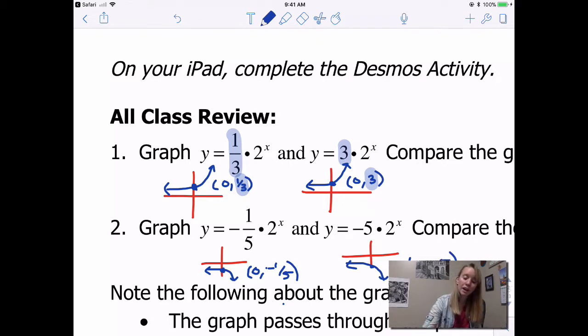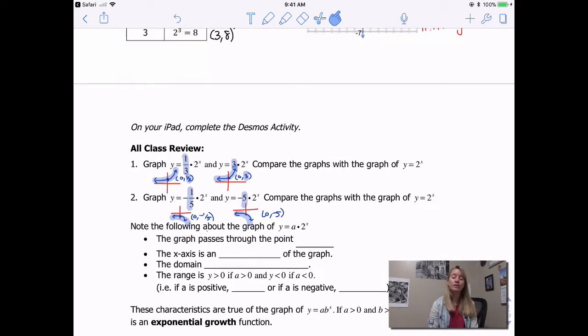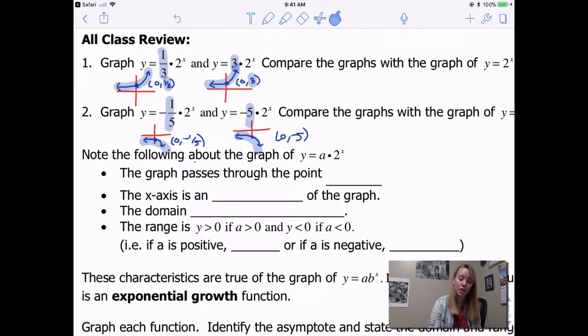Notice that when my number out front is positive, I have my graphs above the x-axis. When my numbers are negative out front, I've got my graphs below the x-axis. This is always going to happen. There's a few other things that we can notice about every single exponential growth function.